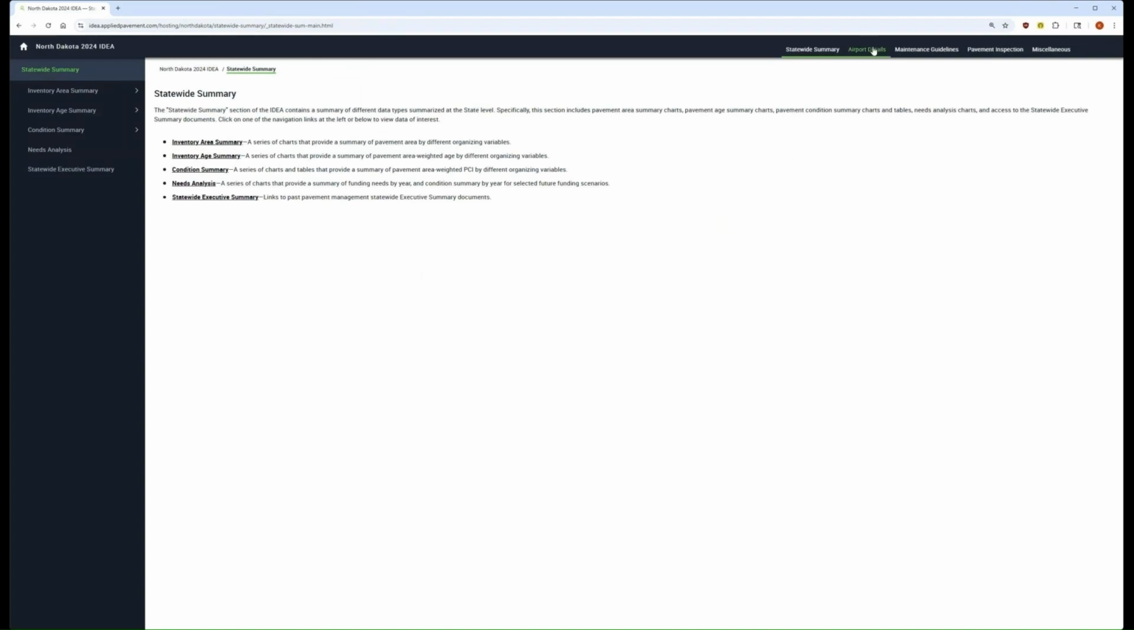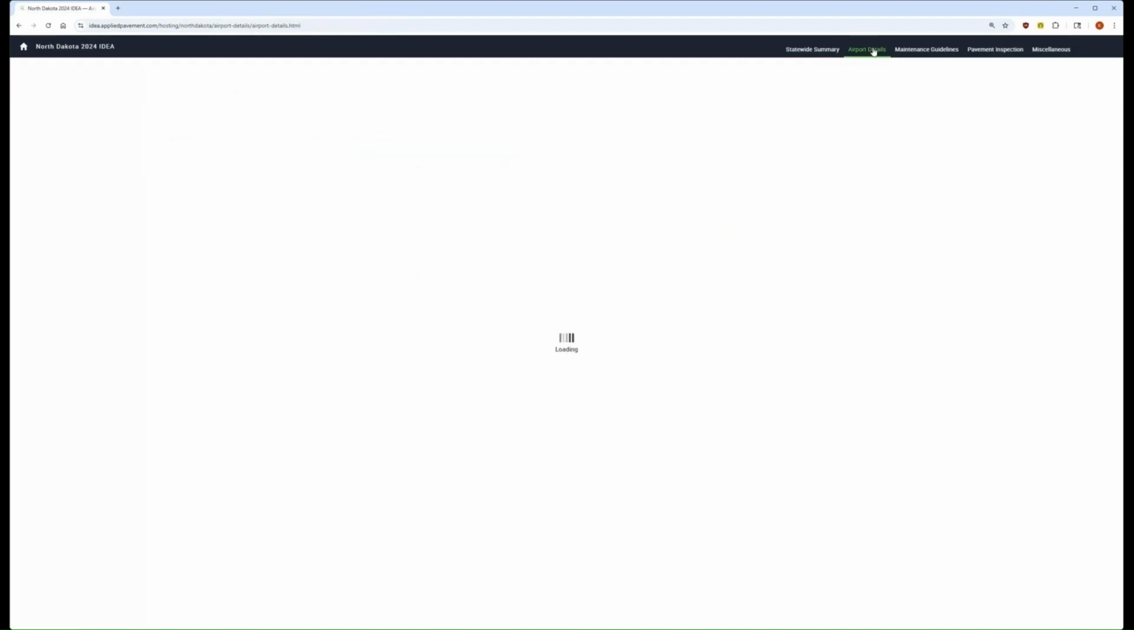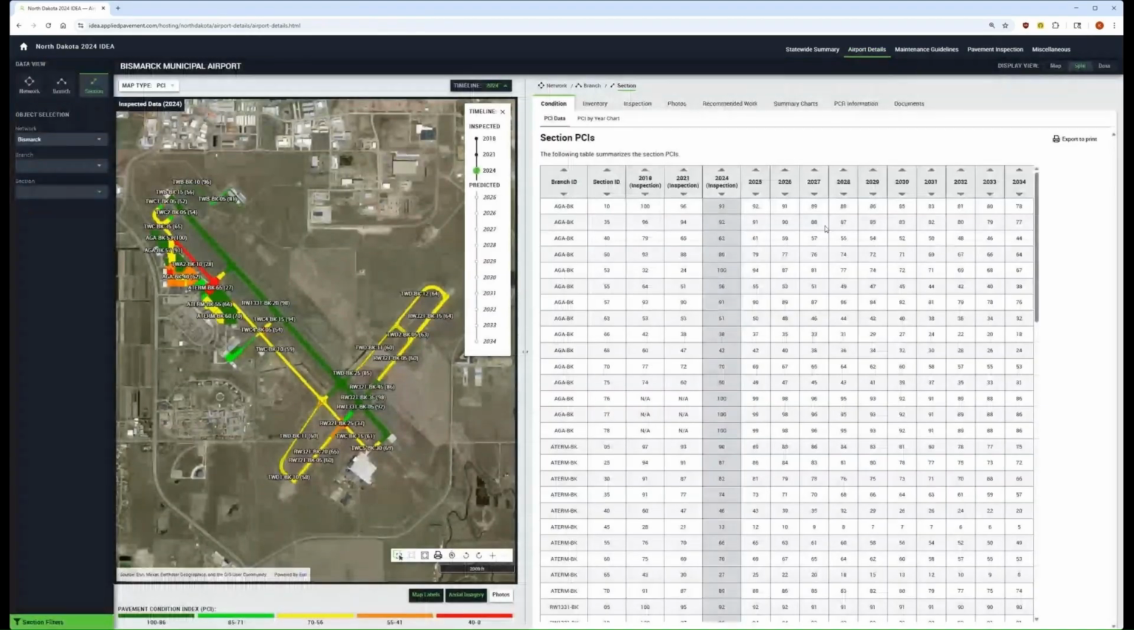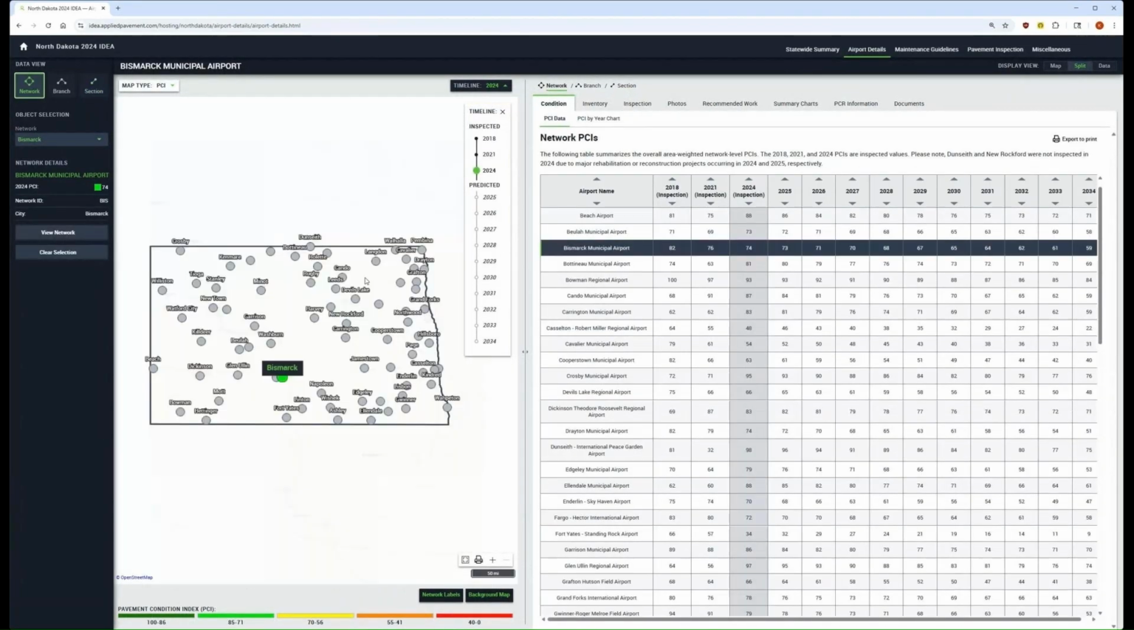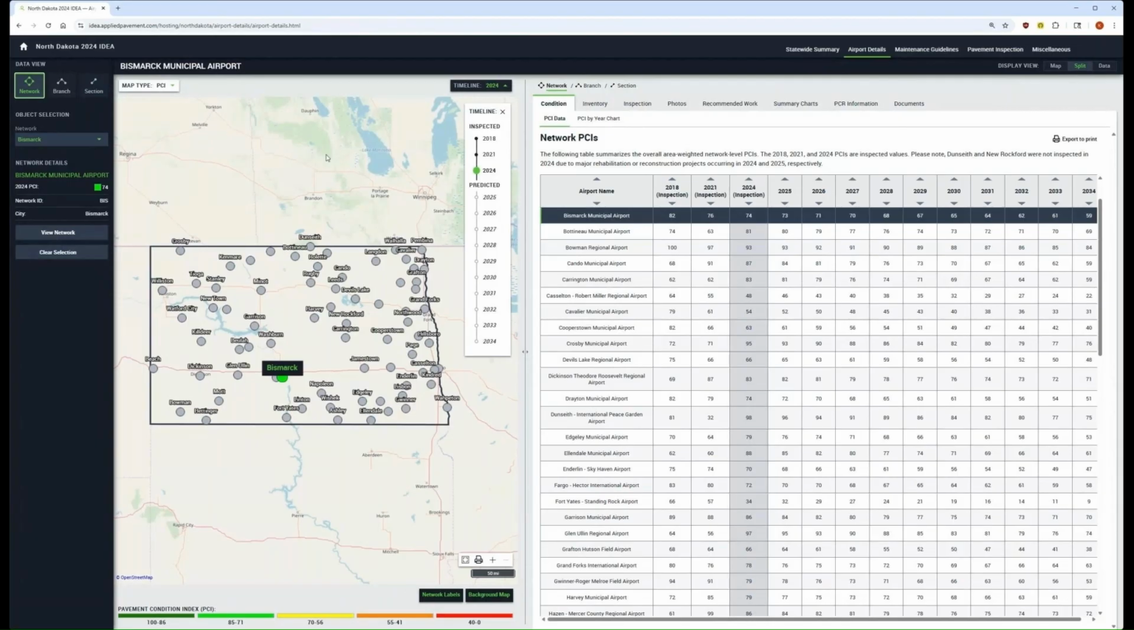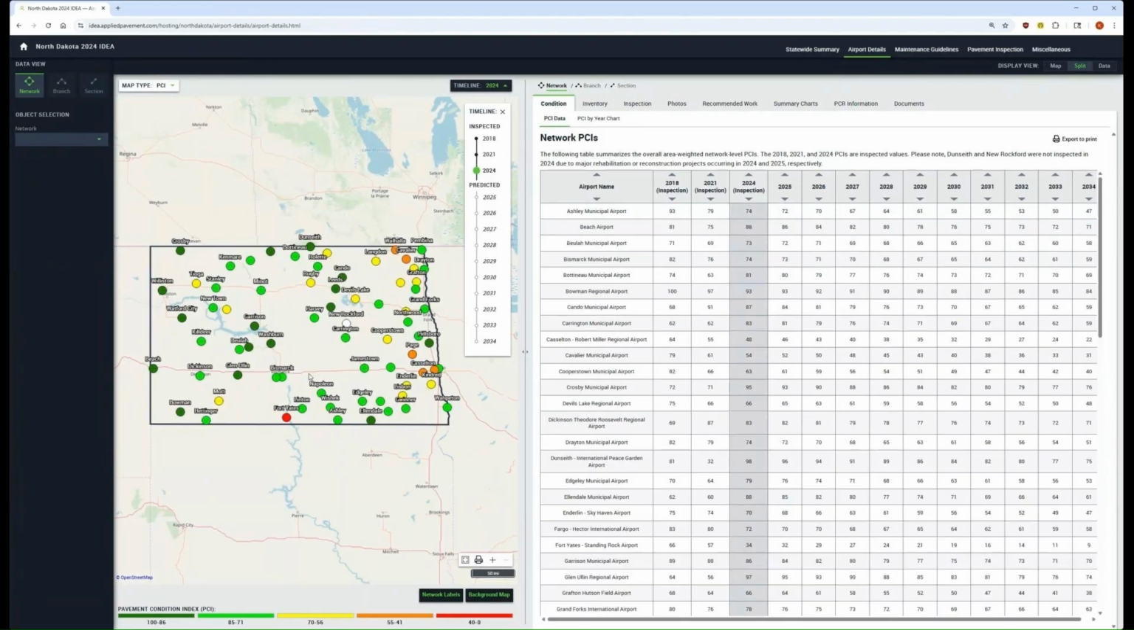The next tab, which I'll spend some time talking about, is the airport details tab. Navigating through this tab is relatively straightforward. Initially, when you open up the tab, you will see the entire state. We call this the network level. Each one of the dots represents an airport that's included in this project.